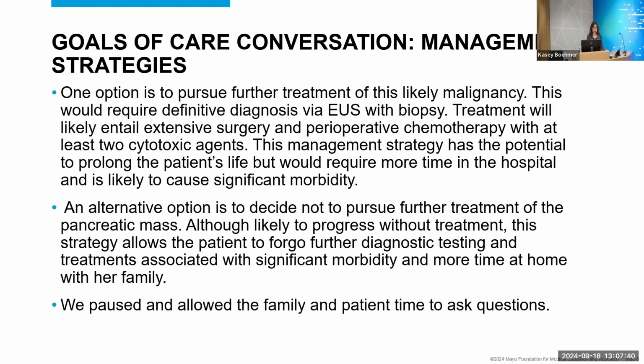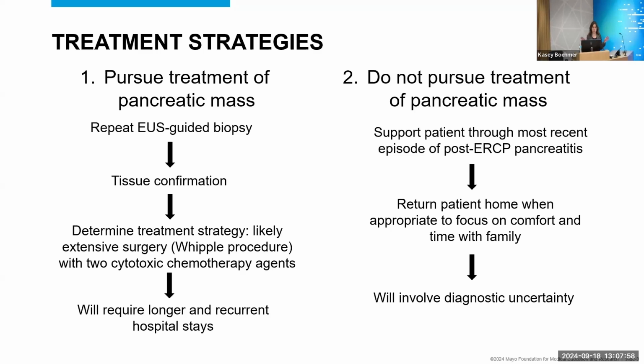Then we talked about management strategies going forward, and oncology proposed that this be directed by the patient's plan to either pursue treatment or decide not to pursue treatment in this situation. So we laid out the two options. One would be to pursue treatment of the pancreatic mass. So this would require a repeat EUS guided biopsy to get tissue confirmation of the diagnosis. And then this would help us determine treatment strategies going forward. So this would likely entail extensive surgery with a Whipple procedure and at least 2 cytotoxic chemotherapy agents.